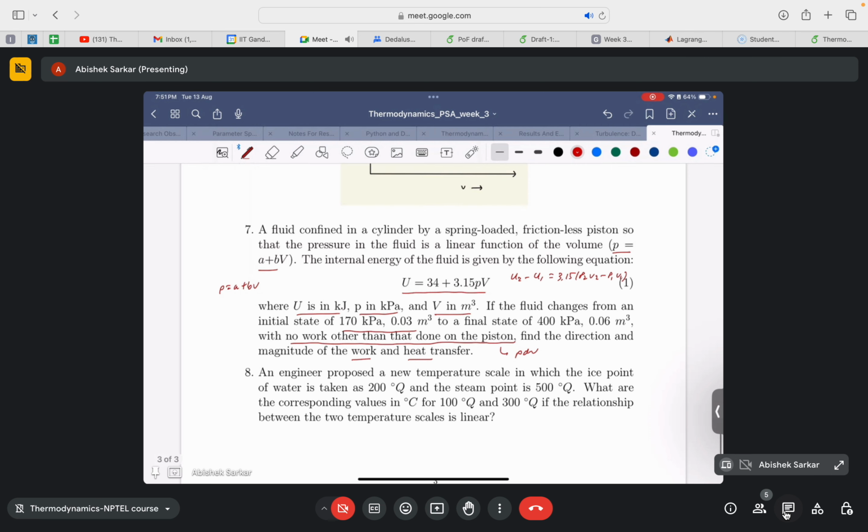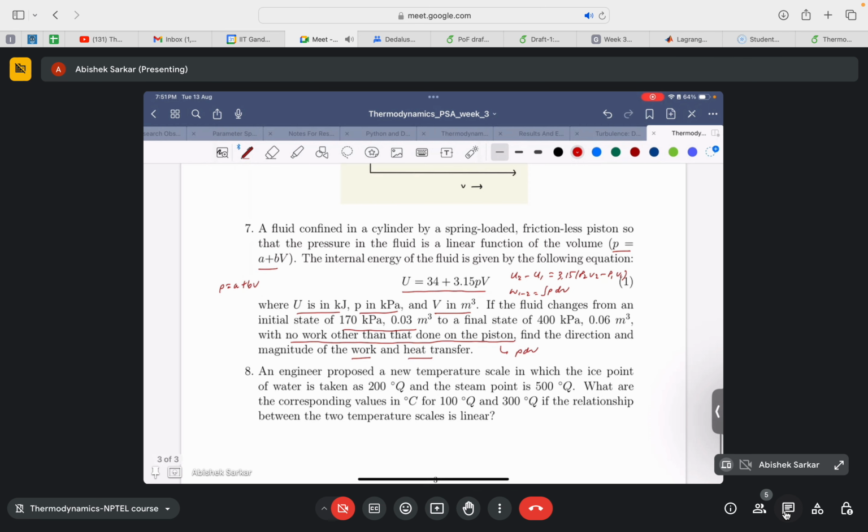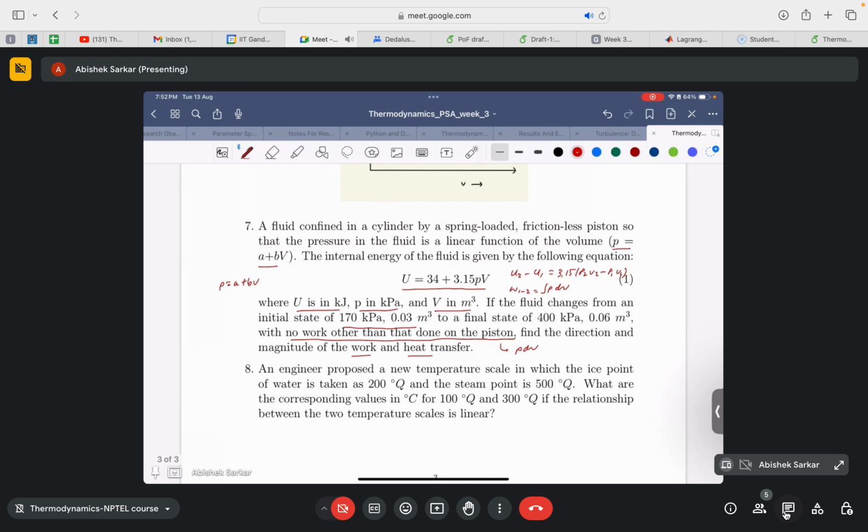You first have to find work, which would be the integral of PdV, right. Now the important thing to note here is that you do not know that the pressure remains constant, and of course it changes as you see the initial and the final stage, the pressure changes, right. And you are given a relationship for pressure in terms of volume. So what you can do is make this integral in terms of a single variable. So you can indeed write it as the integral of a plus bv, because p is a plus bv, into dv, right.